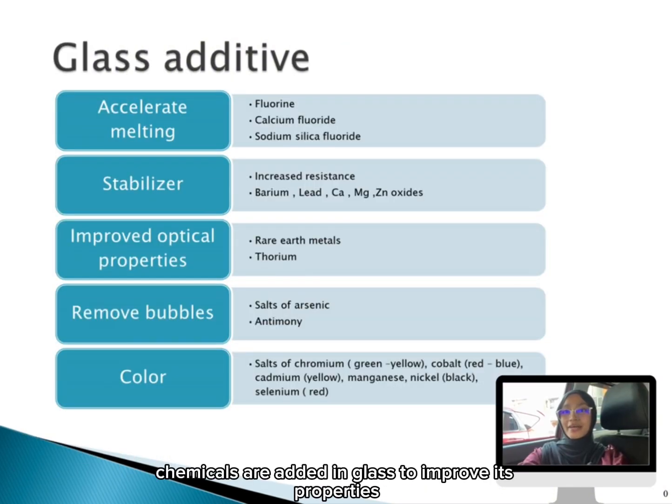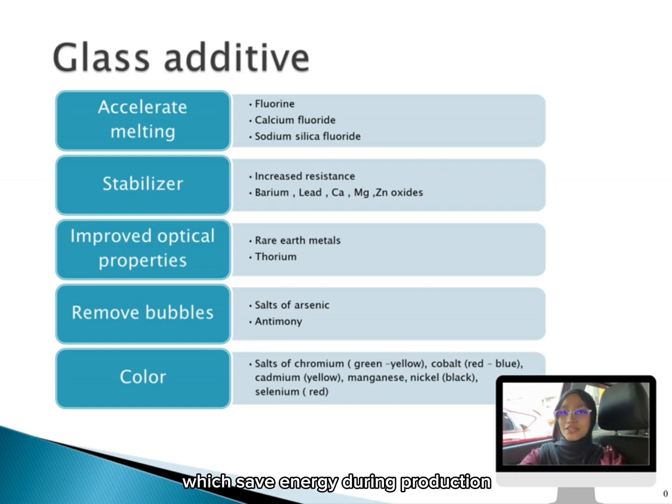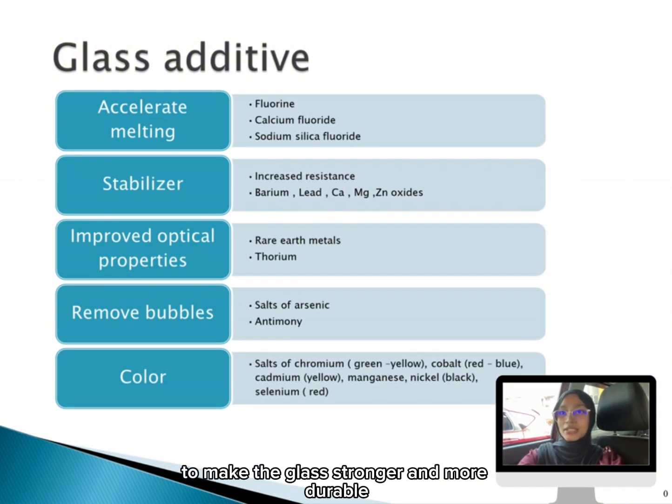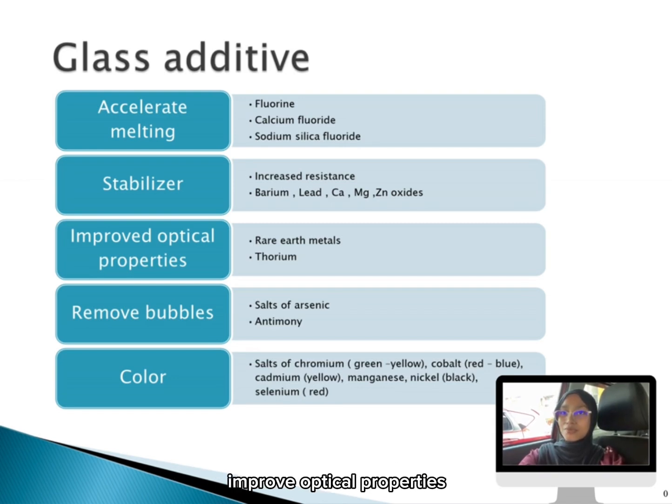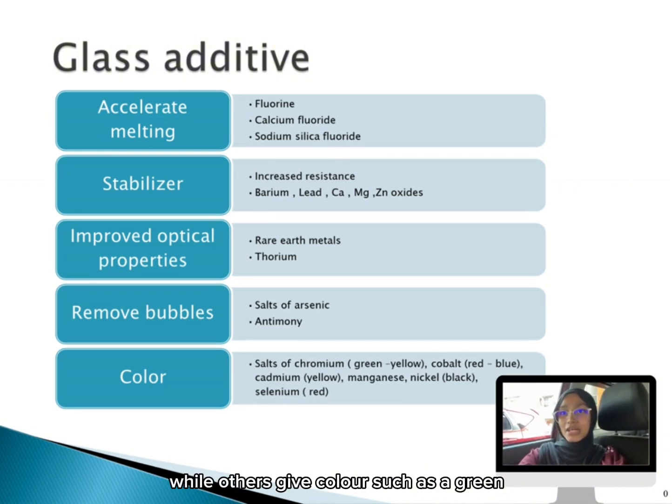First, chemicals are added in glass to improve its properties. For example, some chemicals help the glass melt faster, which saves energy during production. Others act as stabilizers to make the glass stronger and more durable. In addition, certain elements like rare earth metals improve optical properties, making the glass clearer, and some chemicals are also used to remove bubbles, while others give colors such as green, blue, or yellow.